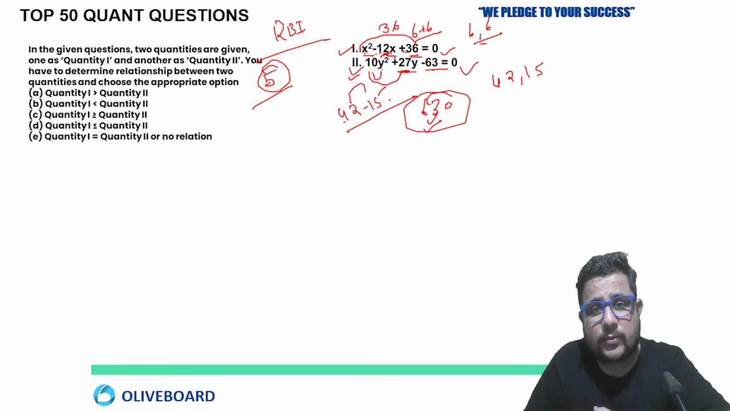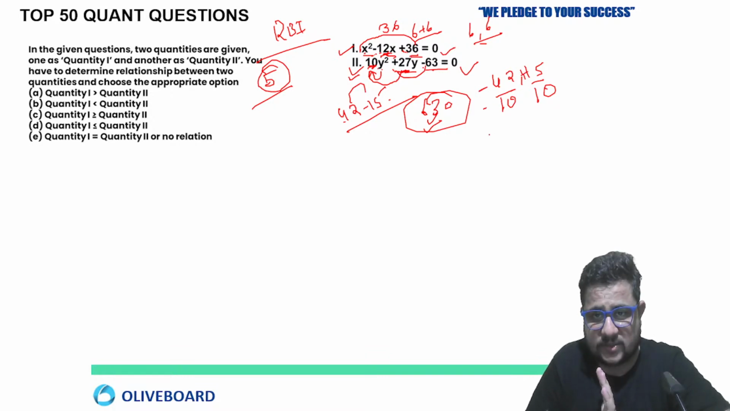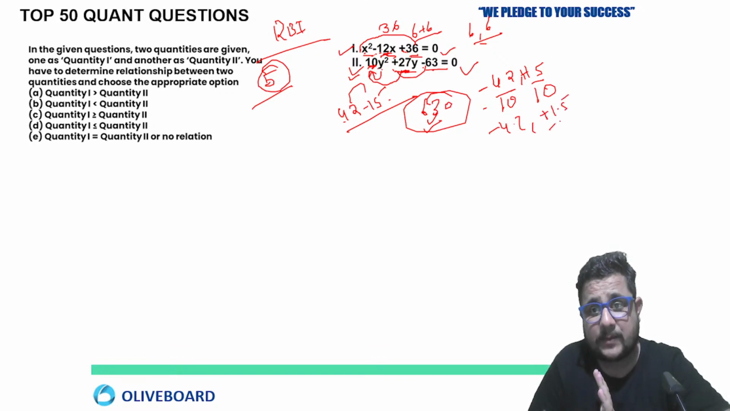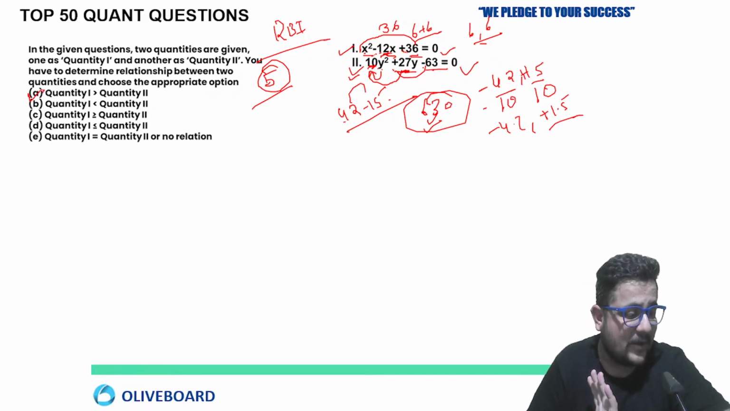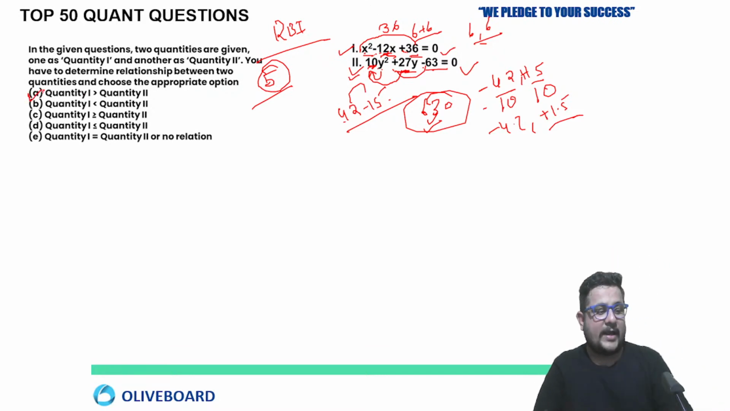But here y square is given with 10. So 42 by 10, 15 by 10. So in this case, when you solve, plus minus is there, then minus and plus is going to be your answer. So this is going to be minus 4.2 and plus 15 by 10, meaning 1.5. So here the first quantity is greater than the second one. Now you understood, Varun, why the answer is going to be like this.